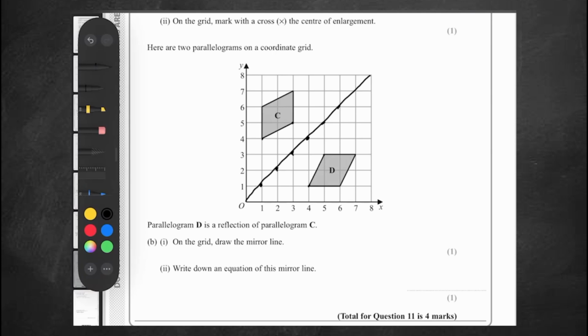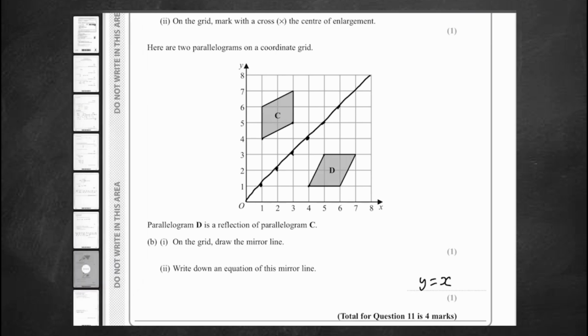Write down the equation of this mirror line. It's just y equals x, where everything on there, the y value matches the x value.